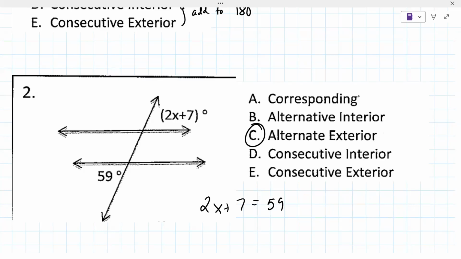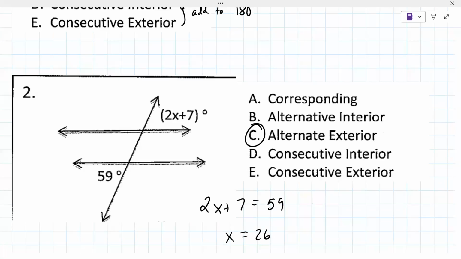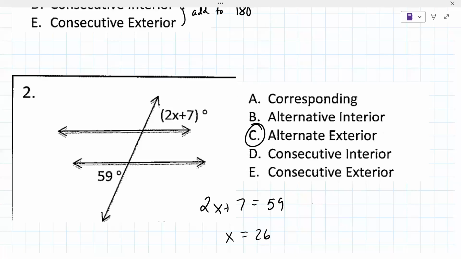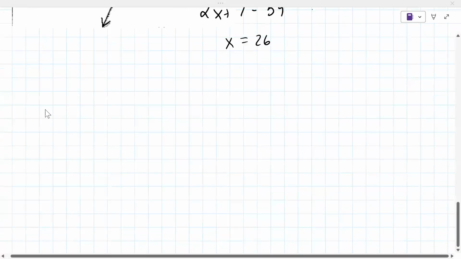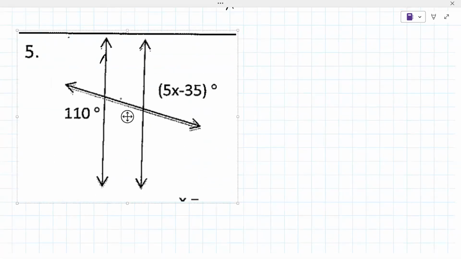26. X equals 26. Good. So this is the standard way that the angles could be presented, where the lines are horizontal, but they don't always have to be. Here is another problem for you to look at. And again, it'd be good if you could tell me what kind of angles these are. This is the parallel, by the way.